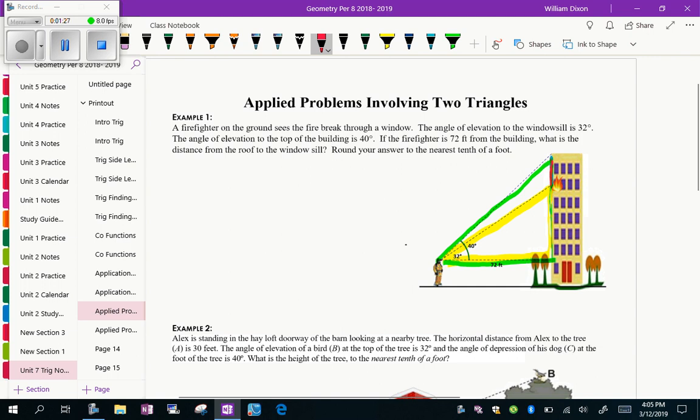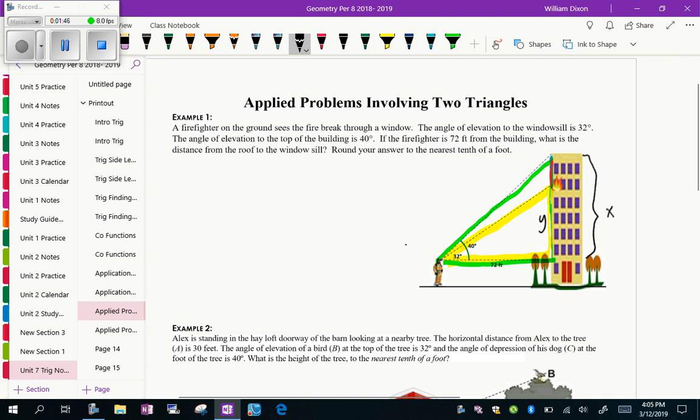All right, so let's take a look at what we have here. We have our large triangle, and we're going to call that X. And then we have our small triangle, the yellow, the side that we're looking to find. We're going to call that Y.